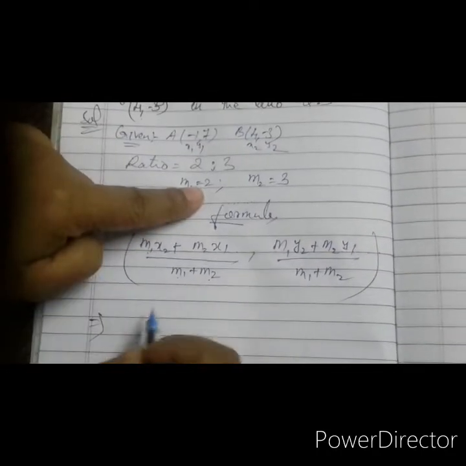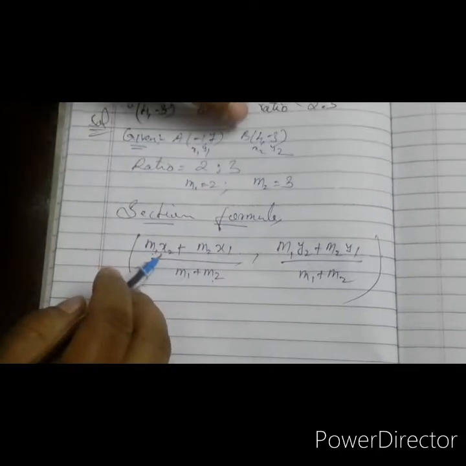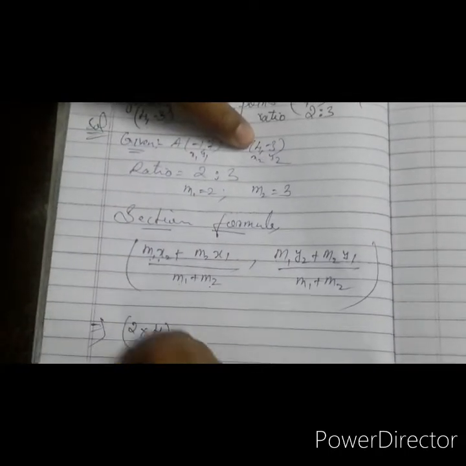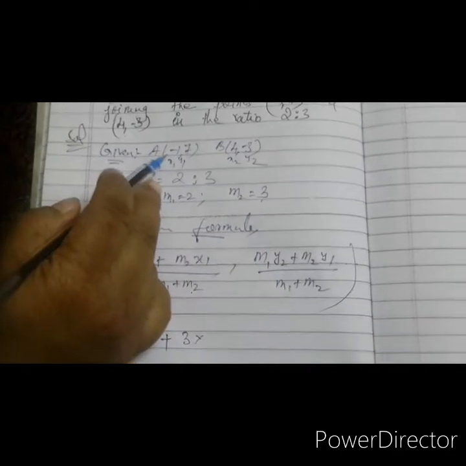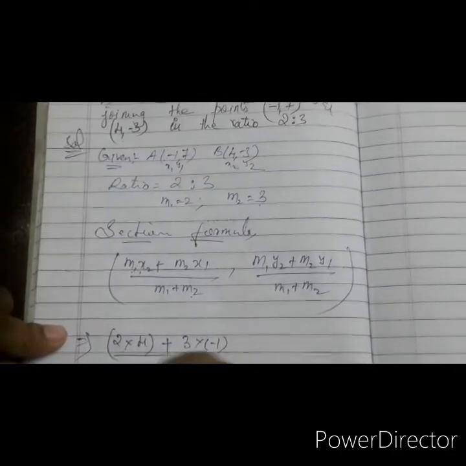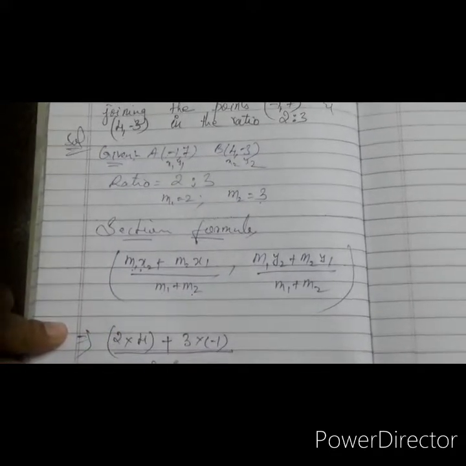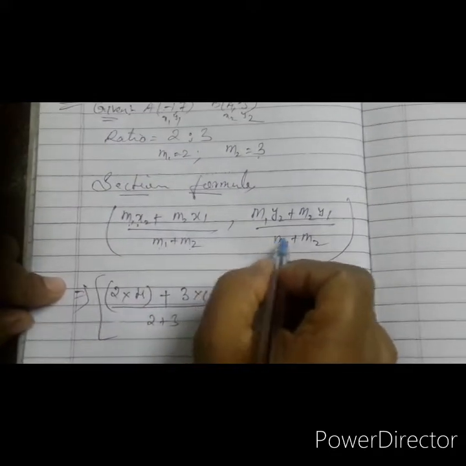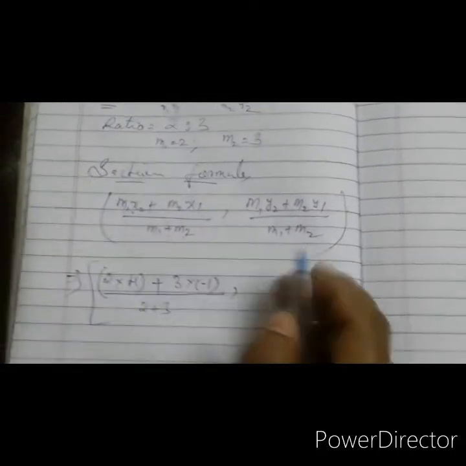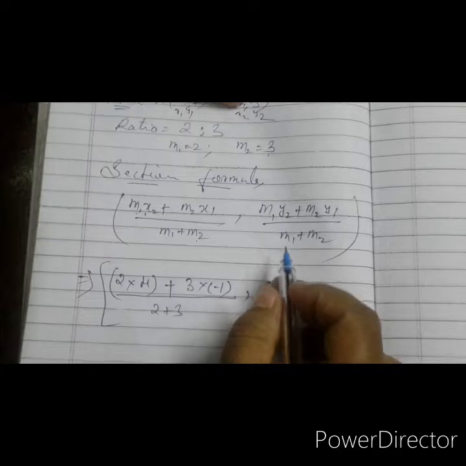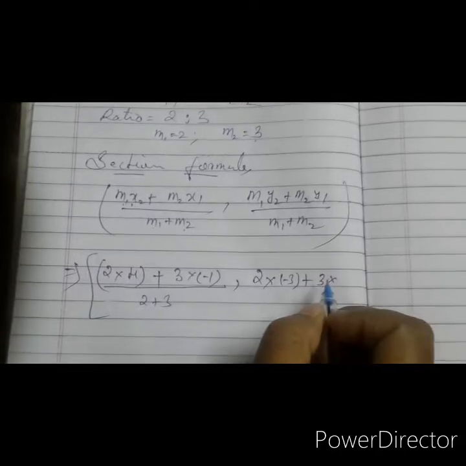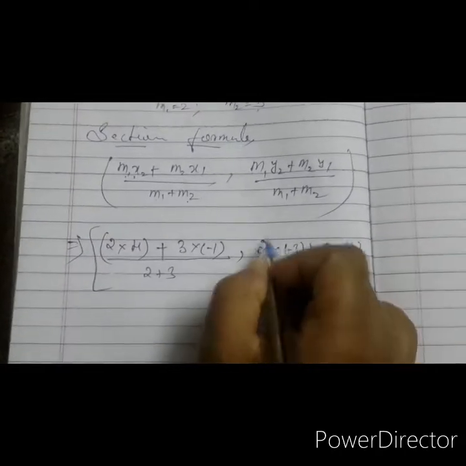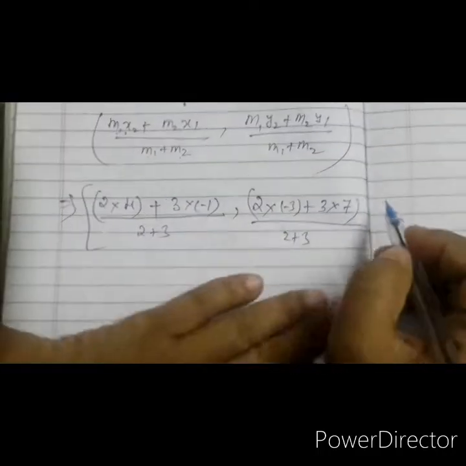What is m1? It is given, 2, into what is x2? See, x2 is 4. Substitute here 4, plus what is m2? m2 is 3. See here, it is 3, into what is x1? From here A, -1, divided by m1 plus m2, 2 plus 3. What is m1 y2? m1 is 2, 2 into what is y2? y2 is -3 here. -3 plus m2 is 3 into what is y1? y1 is 7. Fine. Divided by 2 plus 3.